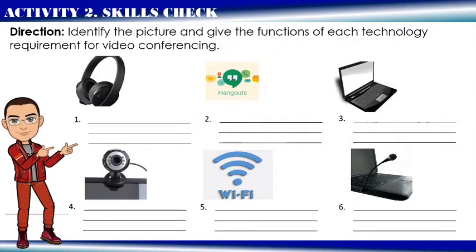Okay, so we have here the skill check. Identify the picture and give the functions of each technology requirement for video conferencing. So number 1, what do you call that one? Number 2, number 3, number 4, number 5, and number 6. So we have 6 requirements for the audio-video conference.